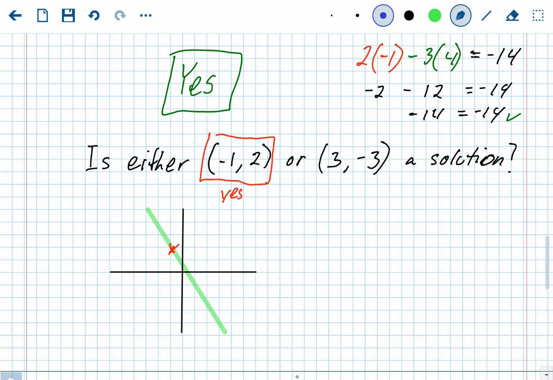The second one, (3, -3). Okay, so we go right 3, down 3. Put an X there. That one's close to the line, but it's clearly not on it. So no, that's not a solution.